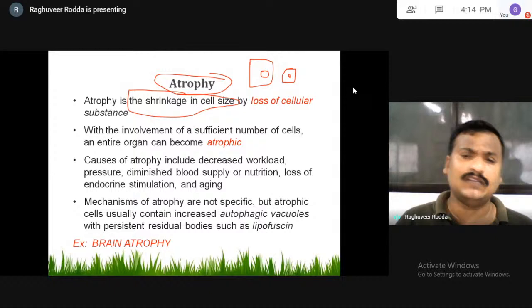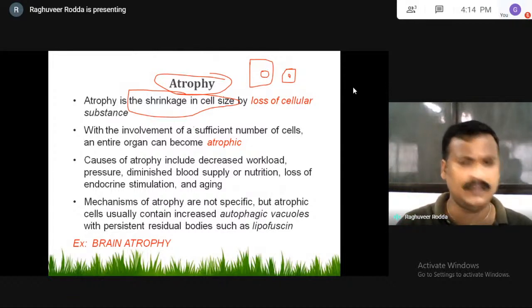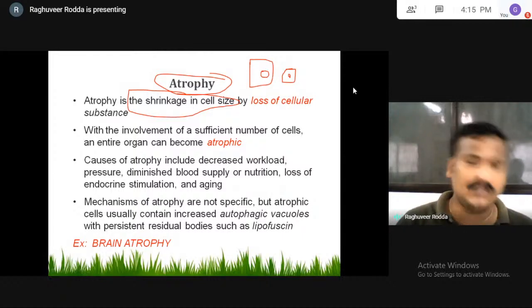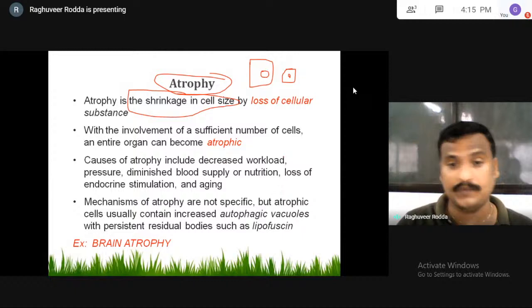Okay, so what are the causes of this atrophy? I'll go a little faster about these four, because we have very little time left and we have a long way to go. Causes of atrophy: decreased workload and decreased pressure, diminished blood supply and diminished nutrients, loss of endocrine stimulation, and aging. Aging is one of the very important ones.